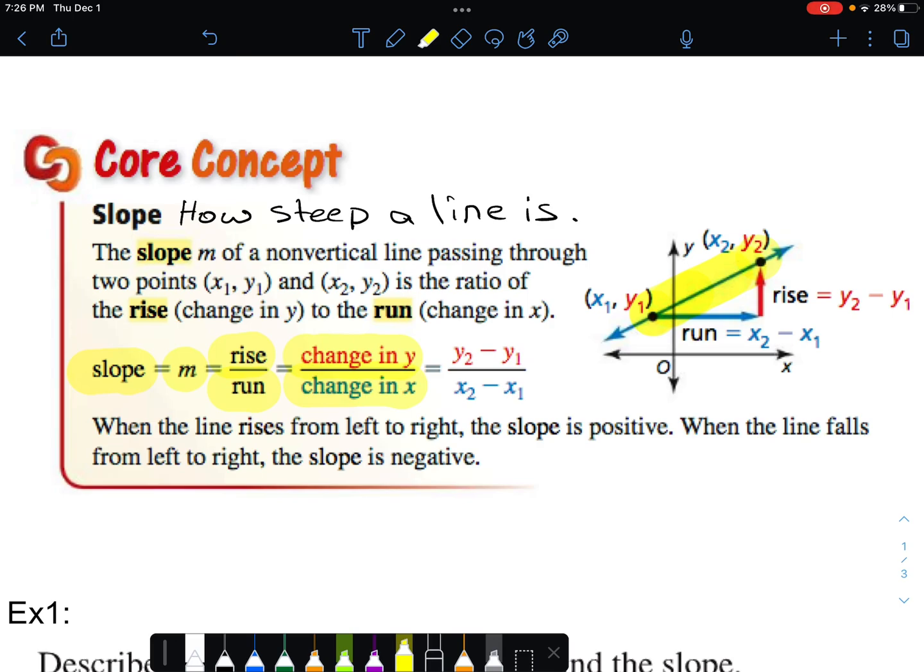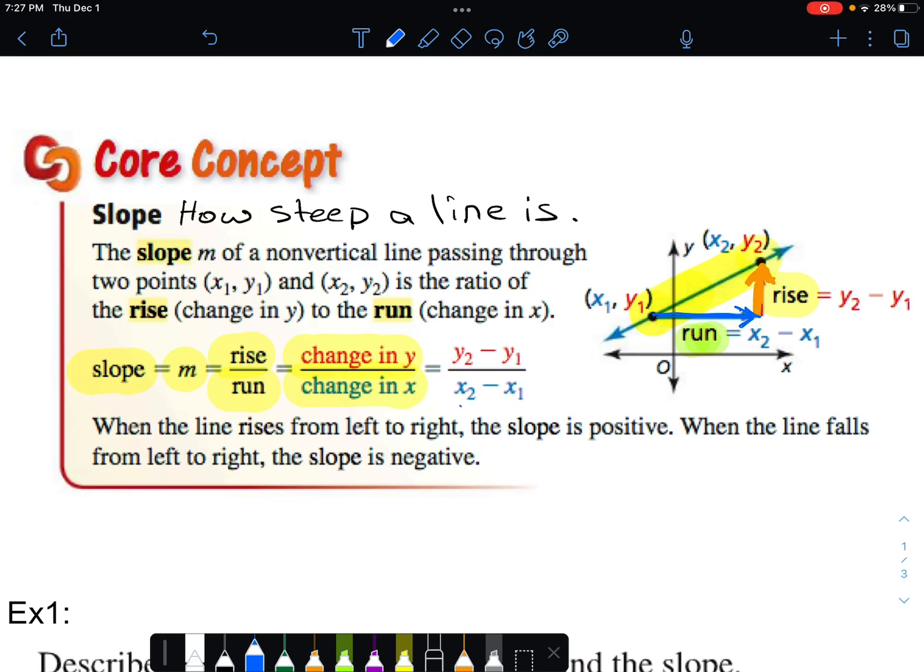So if we look over on the right-hand side, we see that the rise, it's that change in y going from the first point up to the second point. And we're looking at what that distance is. How far did we change from that first point to that second point going up the y-axis? The run, that's over here, that one's looking at how much we've changed. What's that distance from the first point to the second point going across the x-axis? So we're looking at the x points.